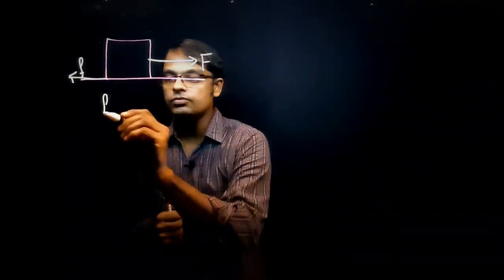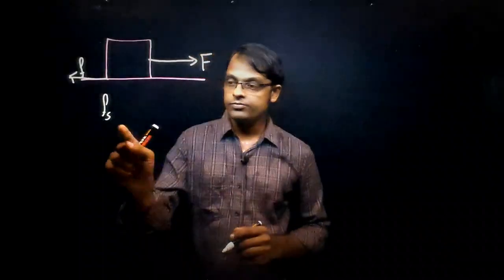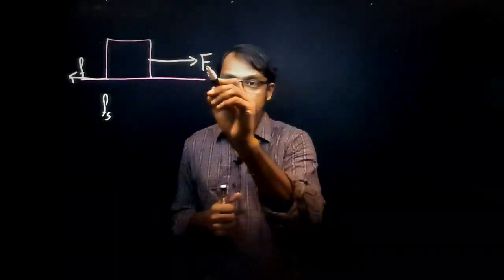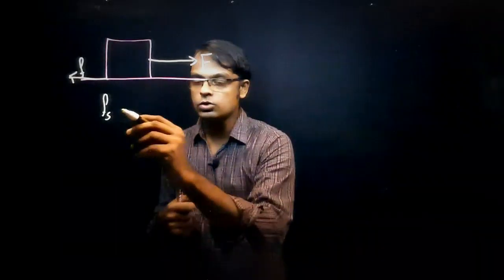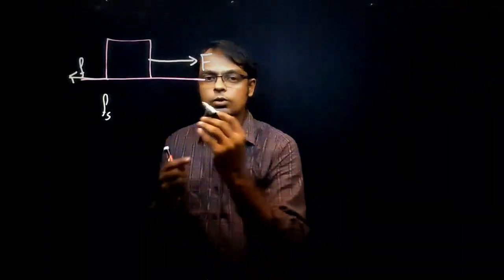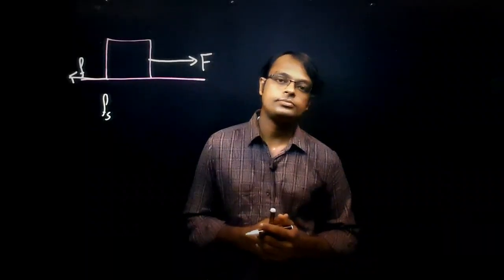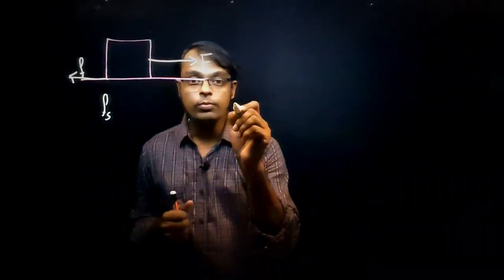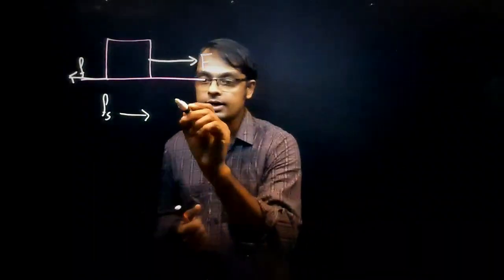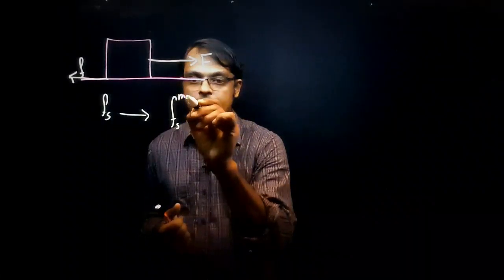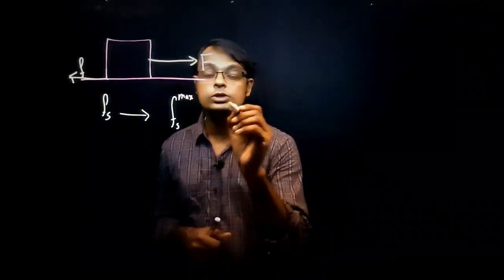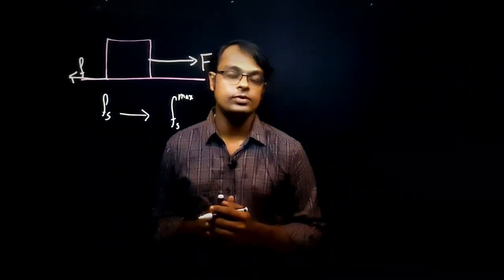Still the body is at rest. And that friction is called what? F subscript S, and that is called static friction. Now again you slowly increase the applied force, static friction also increases, and at one particular force you are applying, the body now just started sliding. And at that moment we can say that the static friction is now maximum, and that is called Fs max, that means static friction maximum, and that is called limiting friction.